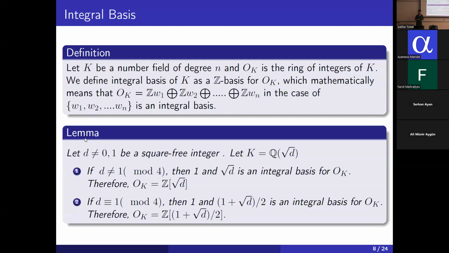Here also we have an integral basis. It's actually a Z-basis for our ring of integers O_K. We can write any element of this ring of integers using this basis, w1 to wn, with integer coefficients. The lemma tells us how to determine these integral bases for quadratic fields. If we have a square-free integer d, and it is not congruent to 1 modulo 4, sorry for the typo, then we have the integral basis 1 and square root of d. And if we have the congruence of the first form, then our integral basis is 1 and (1 plus square root of d) over 2.